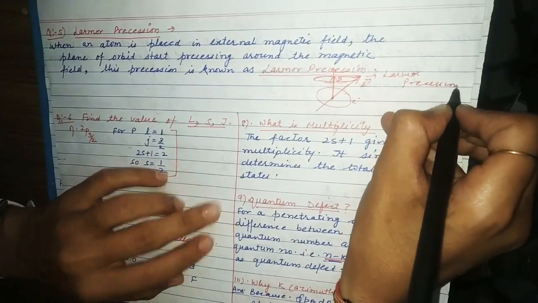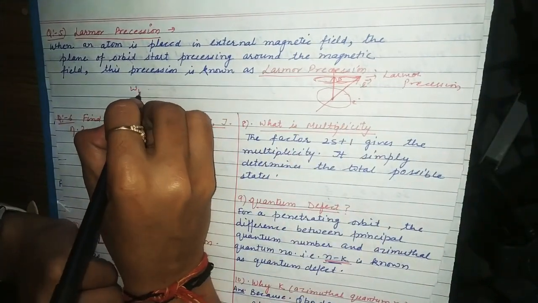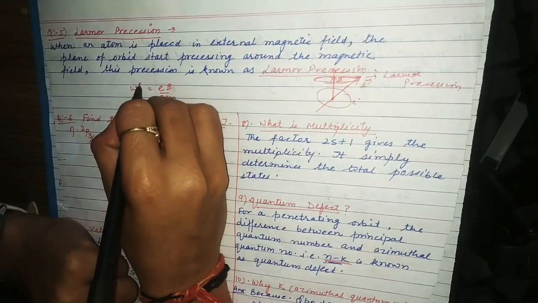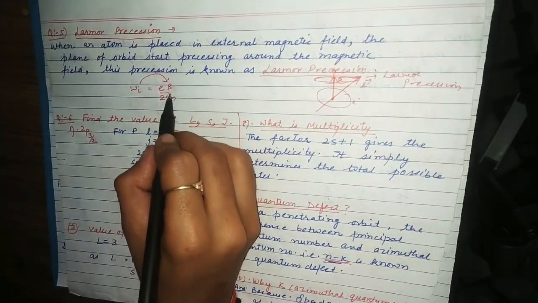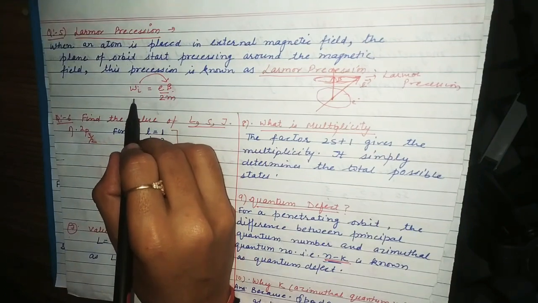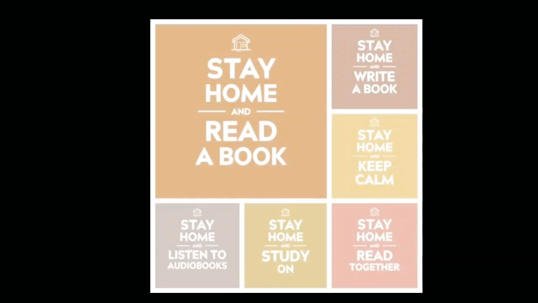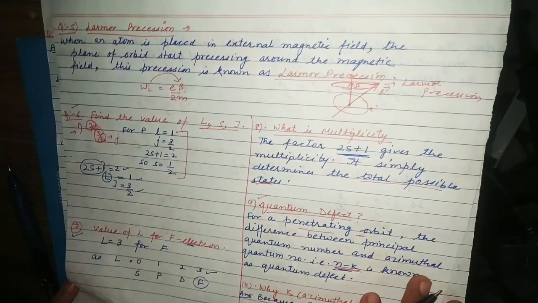And we have also calculated Larmor frequency omega L, which was eB by 2m. It only depends upon the magnetic field. Greater the magnetic field, greater will be the Larmor frequency. So now we will discuss the sixth question.